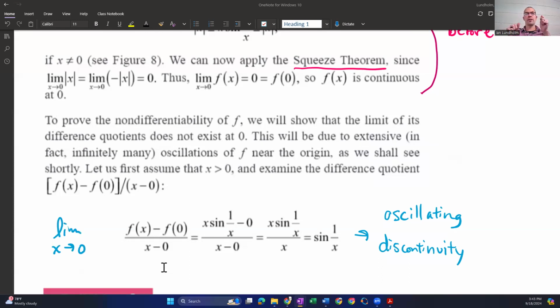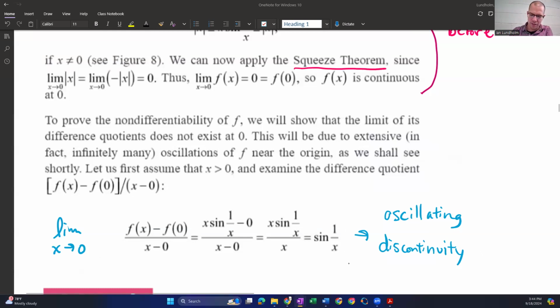We're talking about x being the slidable x value and 0 the one that's staying stationary. So we're taking the limit as x approaches 0 of all of this stuff. And you can see that we get x times sine of 1 over x, over x on the bottom. Those x's cancel, and we're still left with sine of 1 over x.